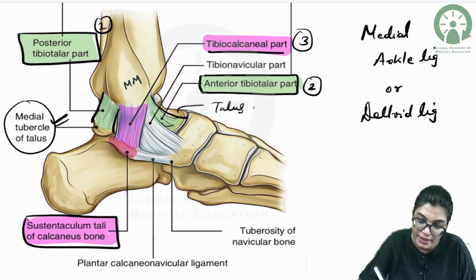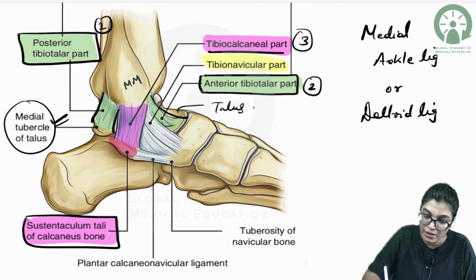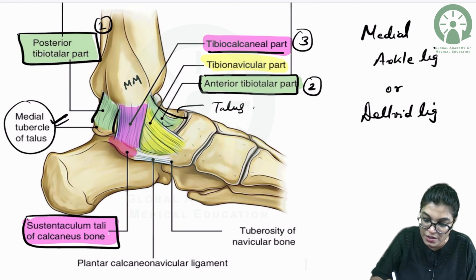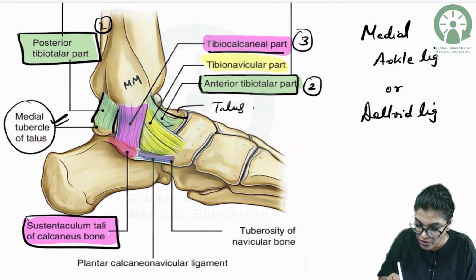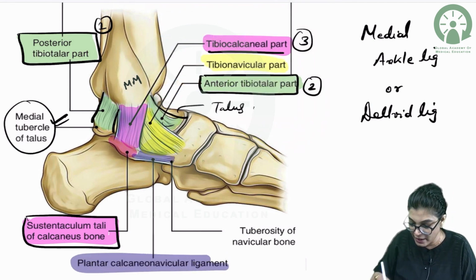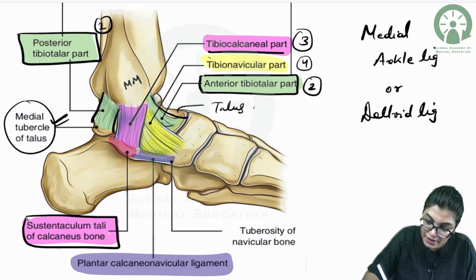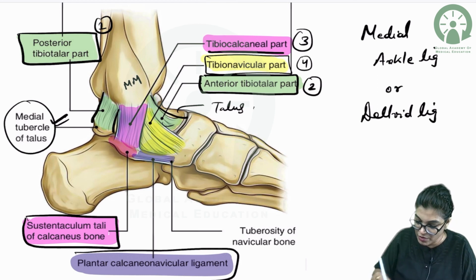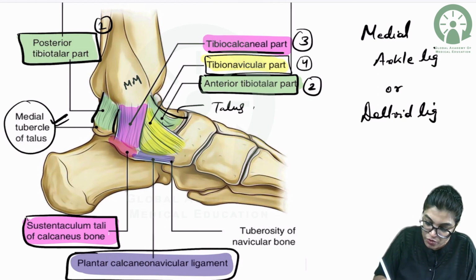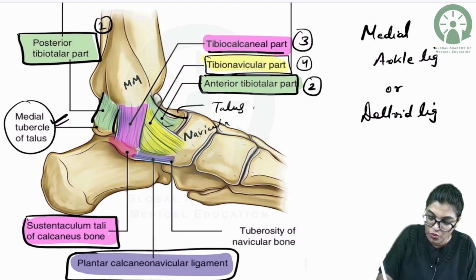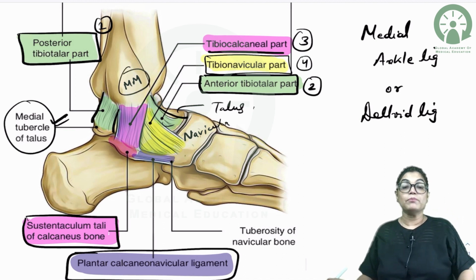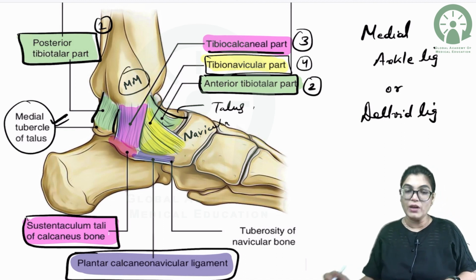The fourth component is the tibionavicular. The tibionavicular attaches from the medial malleolus and goes forward towards the navicular bone, and as you can see, it also merges with the plantar calcaneo-navicular ligament. So this is the fourth part, going towards the navicular bone from the medial malleolus superiorly. The plantar calcaneo-navicular ligament is also called the spring ligament.